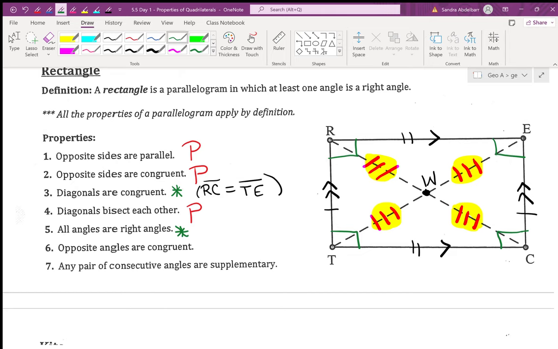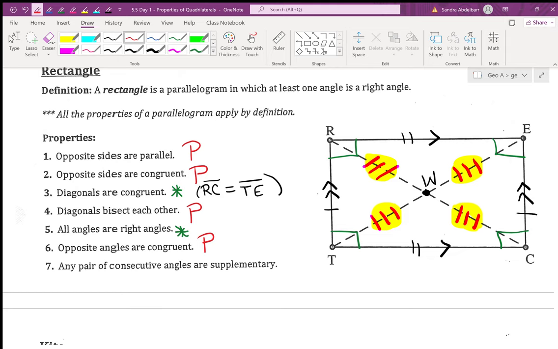Right, opposite angles are congruent. Isn't that a parallelogram? And isn't that pointless? Because not only are opposite angles congruent, what do we know in a rectangle since they're all right angles? All right angles are congruent. All the angles are congruent. So this was a parallelogram property, but it's sort of a pointless one since all the angles are congruent.